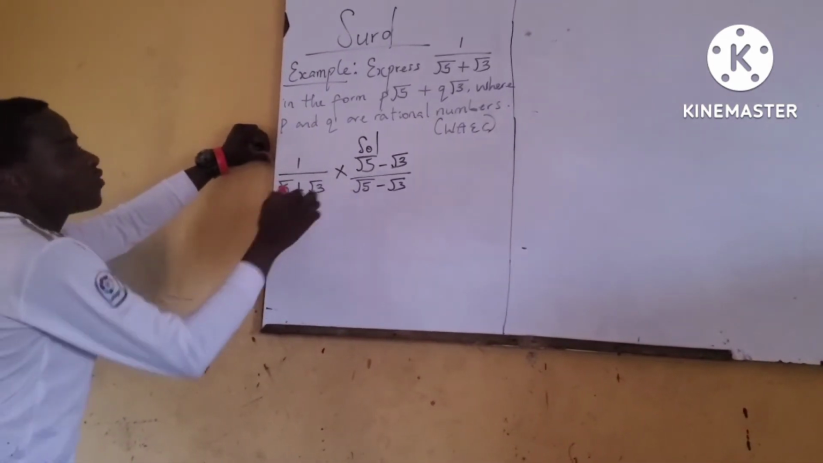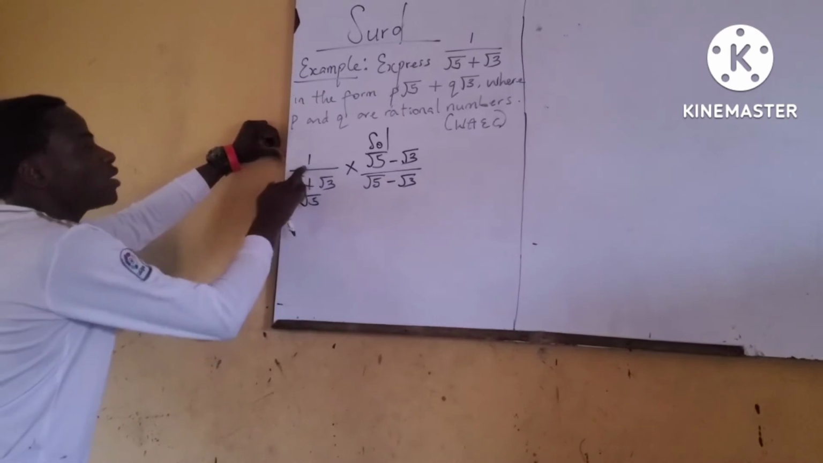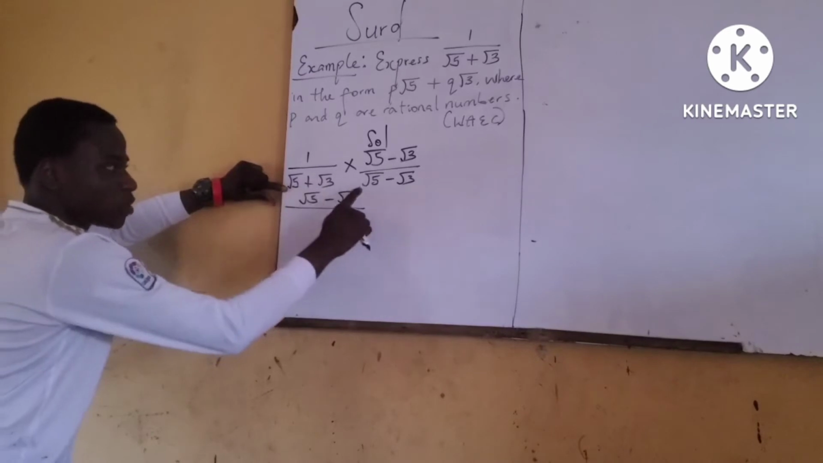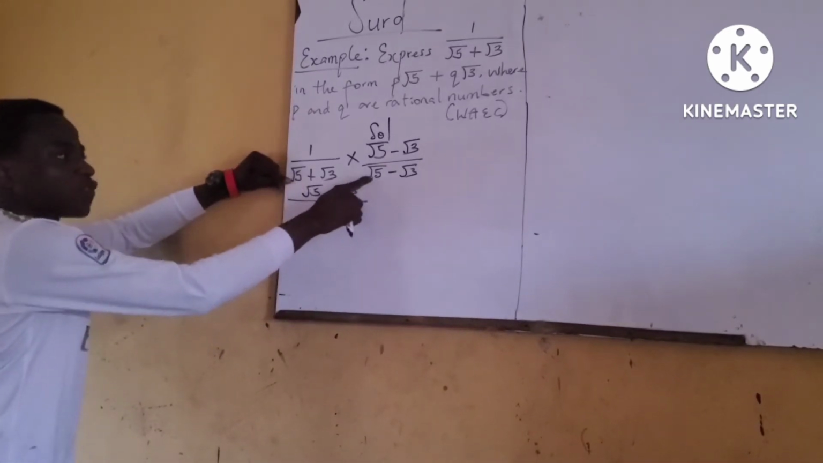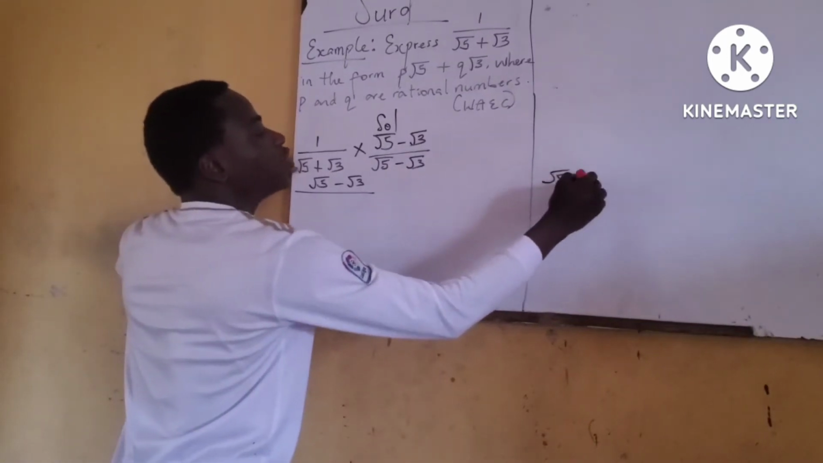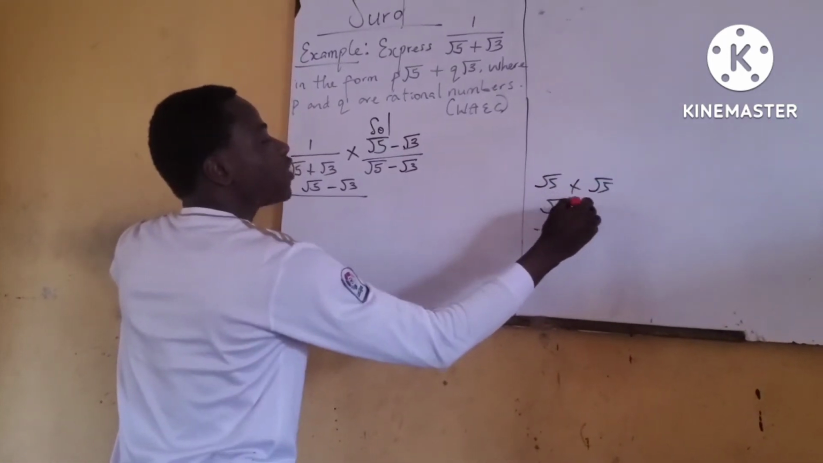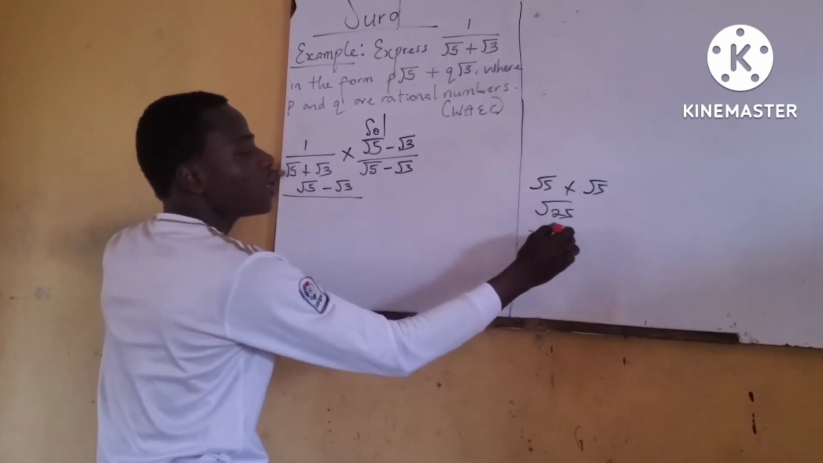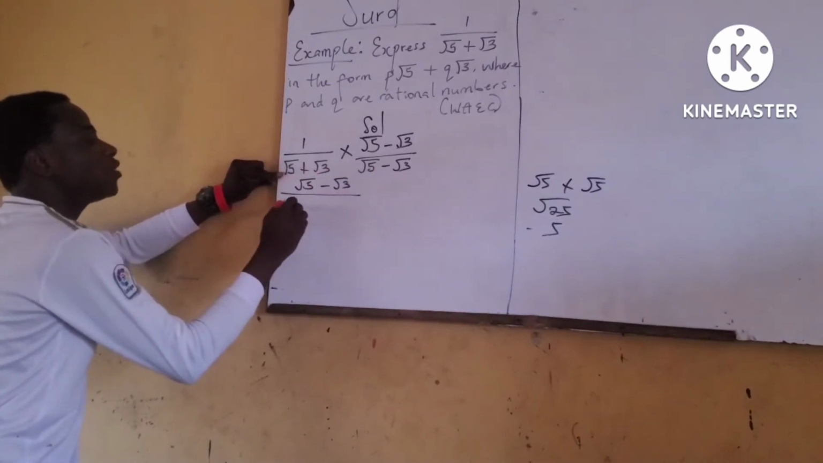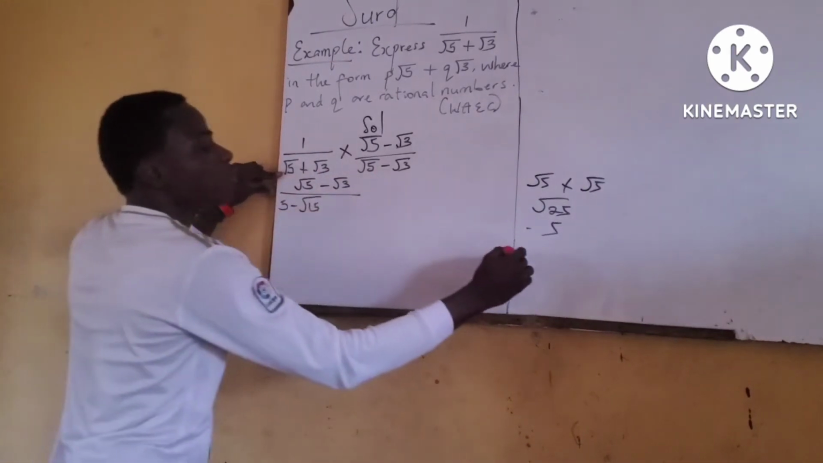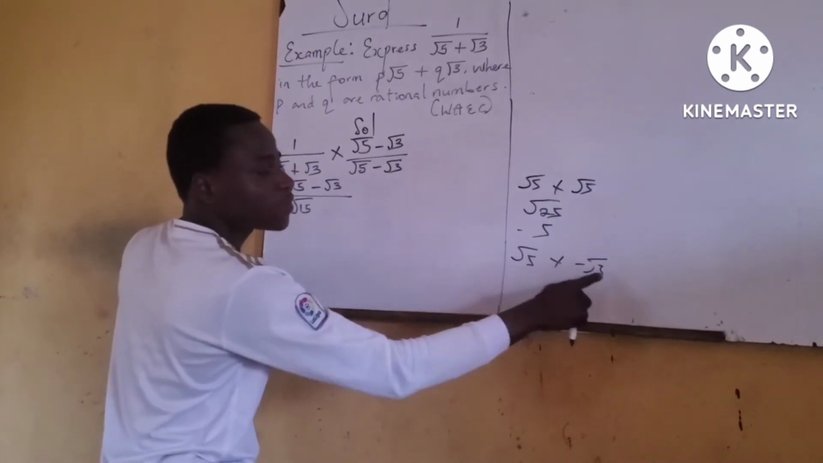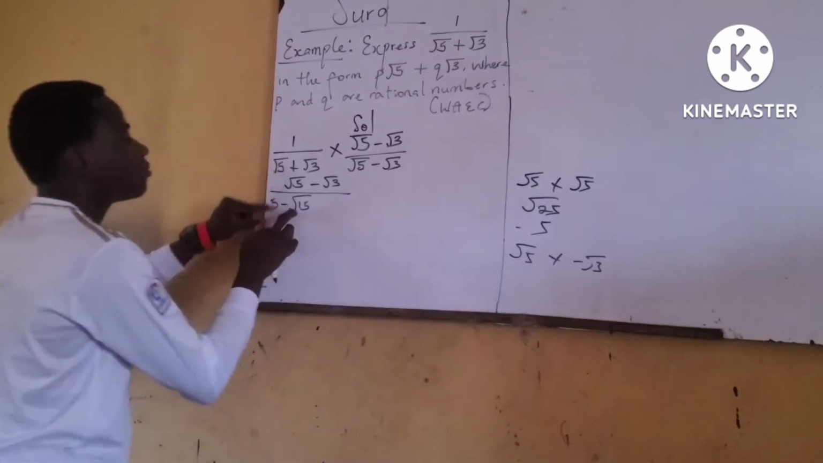So let's start with the numerator. 1 times this will give us root 5. Then 1 times this will give us minus root 3. All divided by the denominator, where this multiplies two of them. So root 5 times root 5 gives us root 25, which is equal to 5, since the square root of this gives us 5. Then root 5 times minus root 3 gives us minus root 15, because we multiply 5 times 3 to get 15, so that is minus root 15.